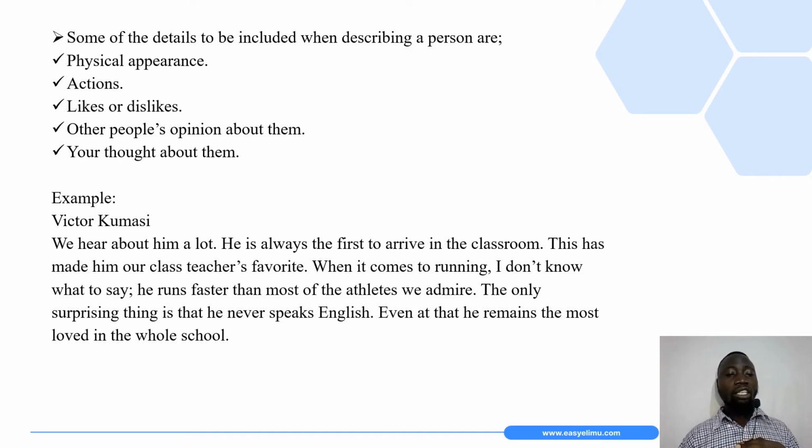There is a very brief example here on how to go about descriptive writing. This is a description of Victor Kumasi. We hear about him a lot. He is always the first to arrive in the classroom. This has made him our class teacher's favorite. When it comes to running, I don't know what to say. He runs faster than most of the athletes we admire. The only surprising thing is that he never speaks English. Even at that, he remains the most loved in the whole school.